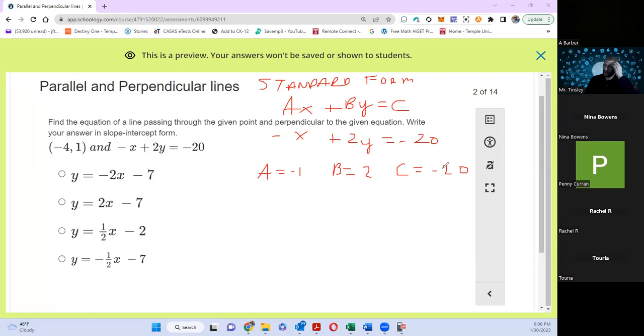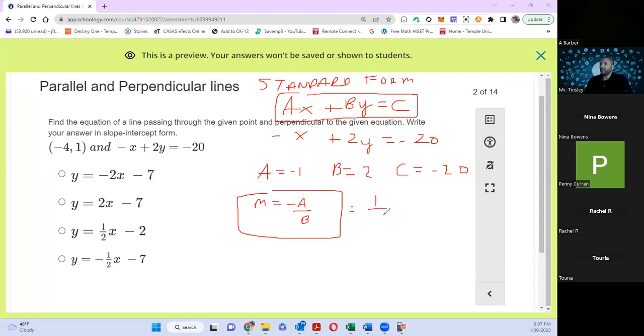First of all, you have to identify that this equation is in standard form. Standard form is Ax plus By equals C. Once you know that, you can identify A, B, and C. So I'll give you a nice, easy way to find the slope of a linear equation in standard form. Take the opposite of A and put it over B. So if A is minus 1, what's the opposite of minus 1? 1. What's B?